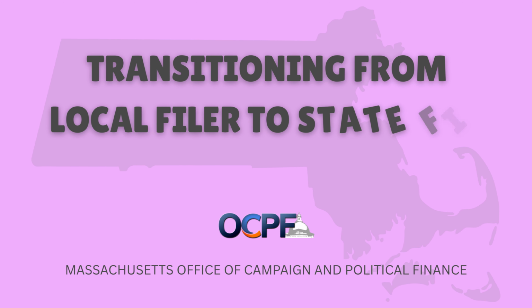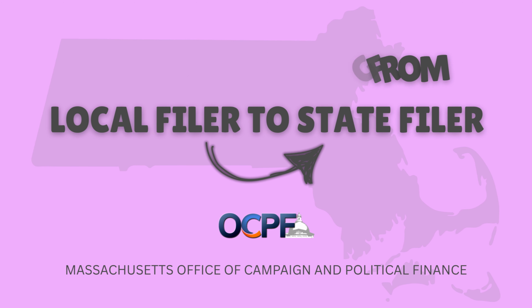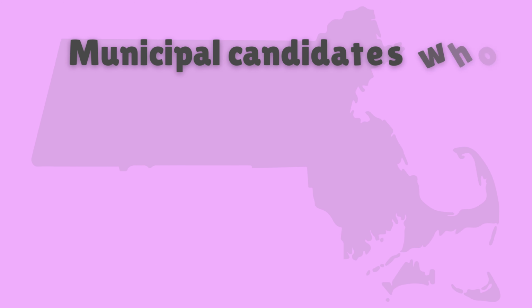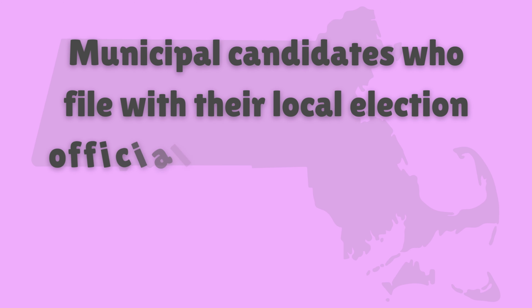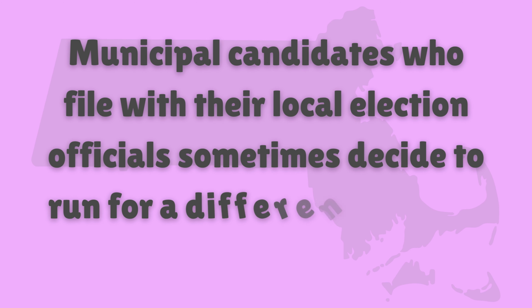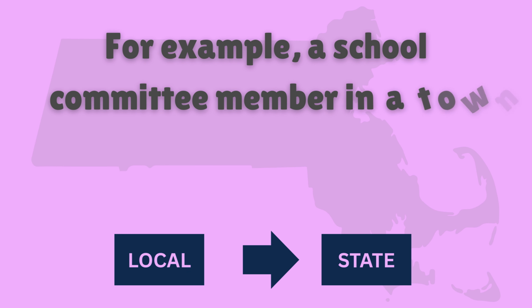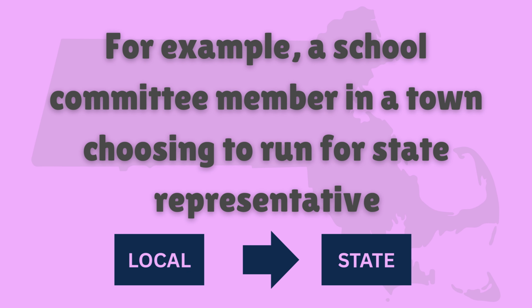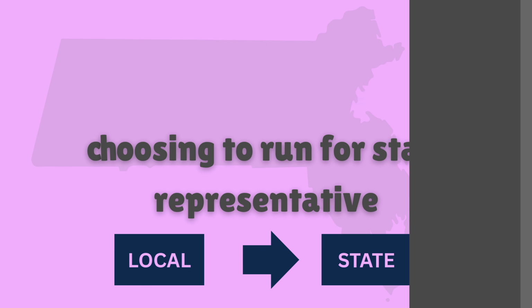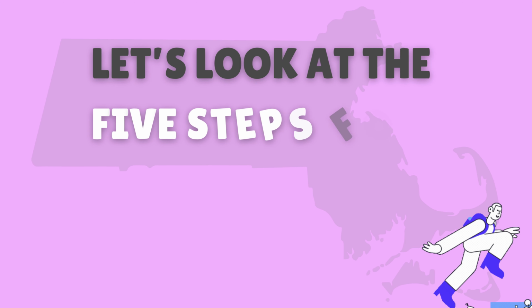Transitioning from local filer to state filer. Municipal candidates who file with their local election officials sometimes decide to run for a different office that files reports with OCPF. For example, a school committee member in a town choosing to run for state representative. Let's look at the 5 steps for making this transition.